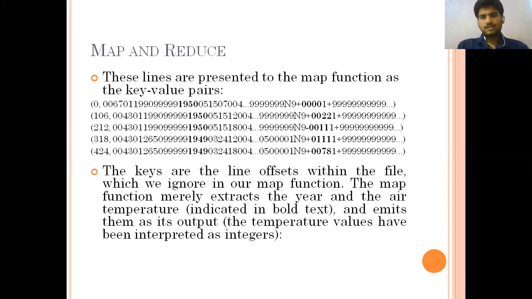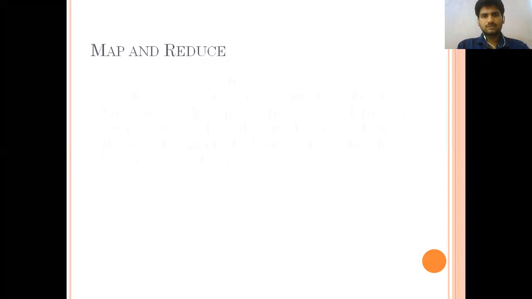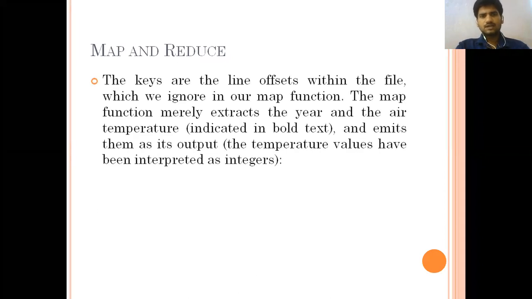The content will be in the next slide also. Please remember here, the keys are lines or offsets. We are giving an offset within the file, which we ignore in our map function. The map function merely extracts the year and the air temperature, which I indicated in bold text. It emits them as output.